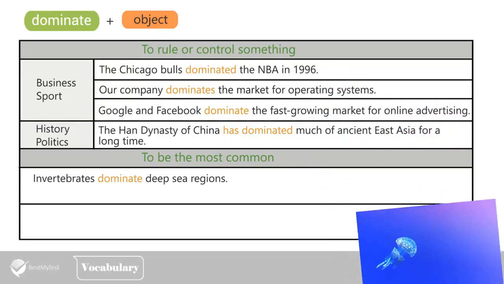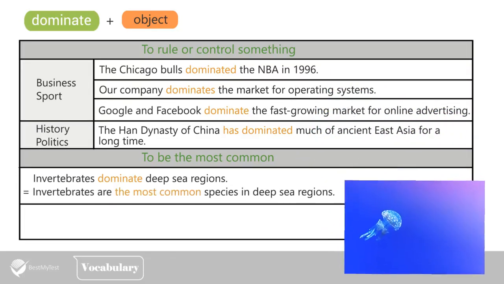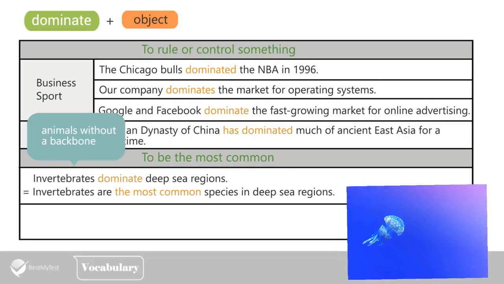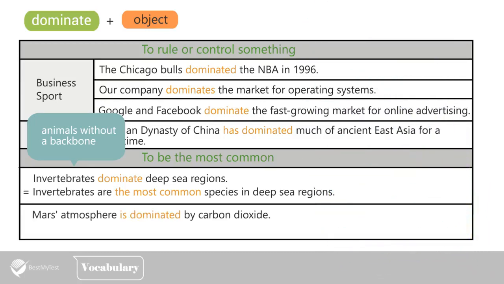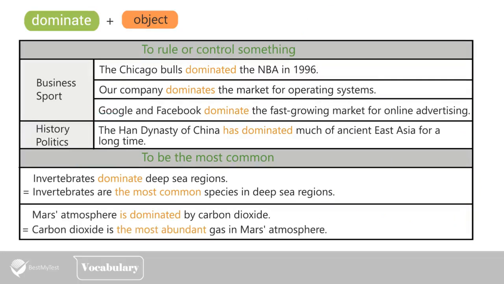Invertebrates dominate deep sea regions. This means that invertebrates are the most common species in deep sea regions. Invertebrates here are animals without a backbone. And next sentence, Mars' atmosphere is dominated by carbon dioxide. This means that carbon dioxide is the most abundant gas in Mars' atmosphere.